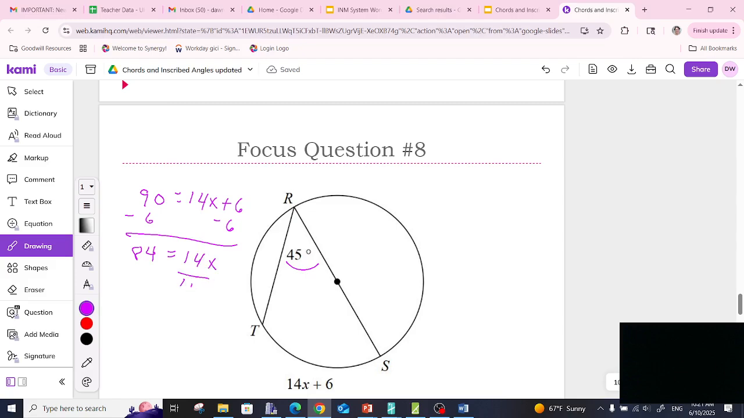And divide by 14, x is equal to 6. Yeah, you put 6. If you substitute in, you better get 90 or something's wrong. Do I get 90? Yes, because 14 times 6 is 84 plus 6 is 90. Yep.